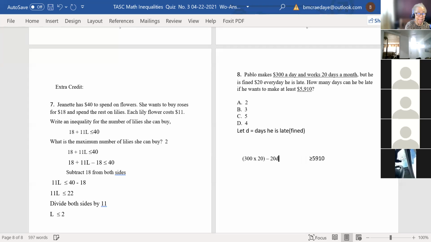So we can say let D equal days. So that would be 20 times D, right? Yes. Okay. There's our inequality. 300 times 20 for the amount he makes minus $20 for every day he is late. Now let's solve this for D. So Alba, what do I do first?